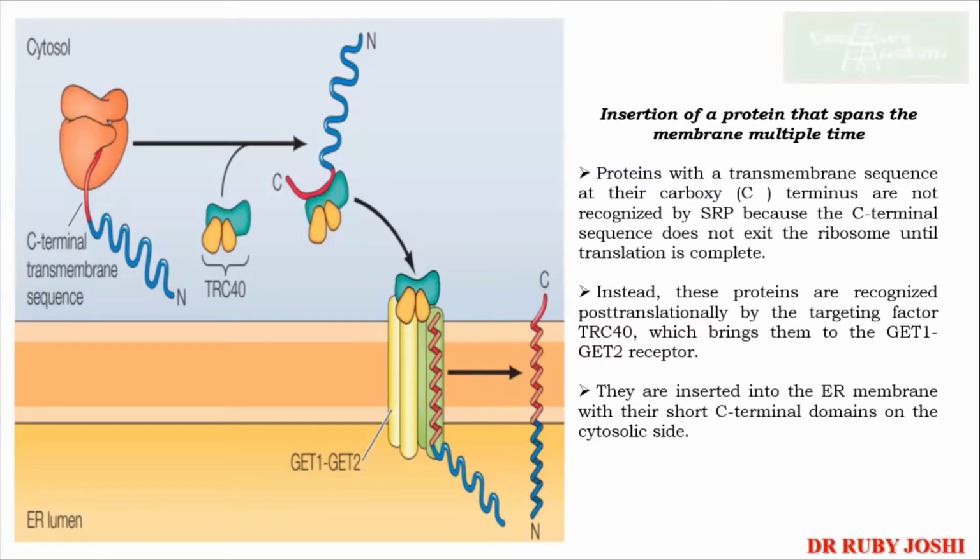So instead of SRP, you have the TRC40 protein, which recognizes that sequence. That will be brought together and inserted. Instead of Sec61, you are going to have the GET1, GET2 receptor. They are inserted into the membrane with their short C-terminal domains on the cytosolic side, okay? So this is how these kinds of proteins are recognized in the post-translation pathway, and they get inserted into the membrane.